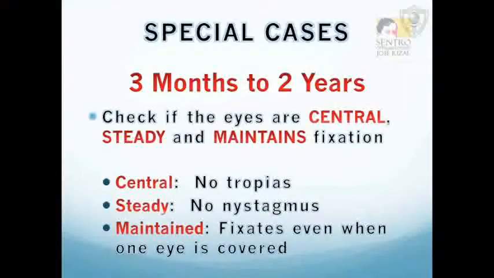For patients who are 3 months to 2 years of age, determine visual acuity by checking if the eyes are central, steady, and maintain fixation. Central, meaning there are no tropias. Steady, meaning there is no nystagmus. And maintained, meaning it fixates even when one eye is covered.